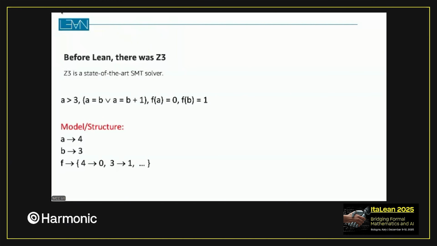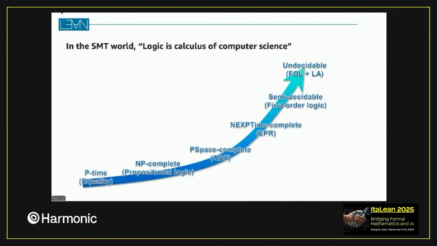Before Lean, there was Z3. Z3 is a fully automated theorem prover. You can view it as a constraint solver. You give constraints and it will return an assignment that makes the constraints true. For example, in this example, we're saying A should be greater than 3. The assignment is A equals 4.